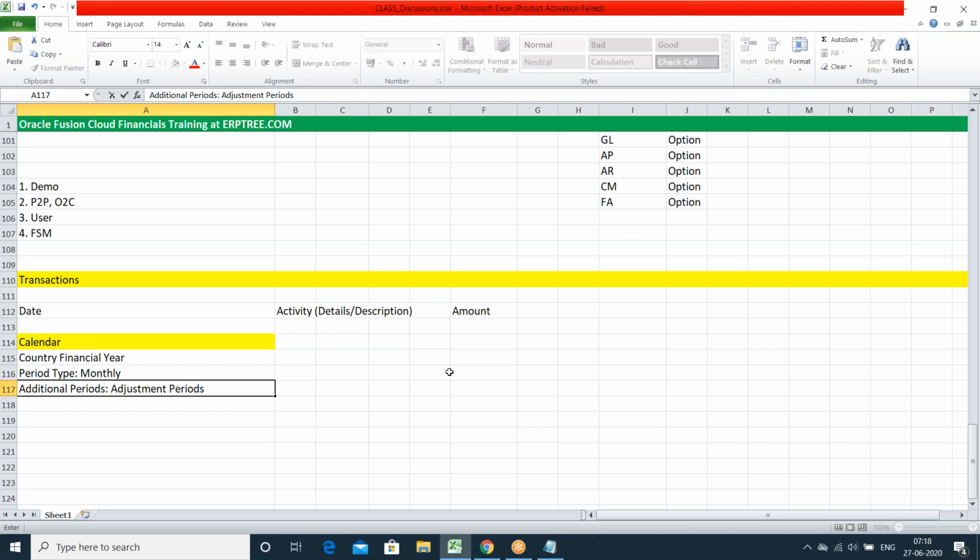So this flexibility we have when we are creating a calendar based on the period type. Yes, you can create the number of periods. Apart from that, you can create additional periods also within the calendar. Those periods we call adjustment periods. To record the adjustment entries in the system, we can use those periods. So these are the few points we have to understand about the calendar.